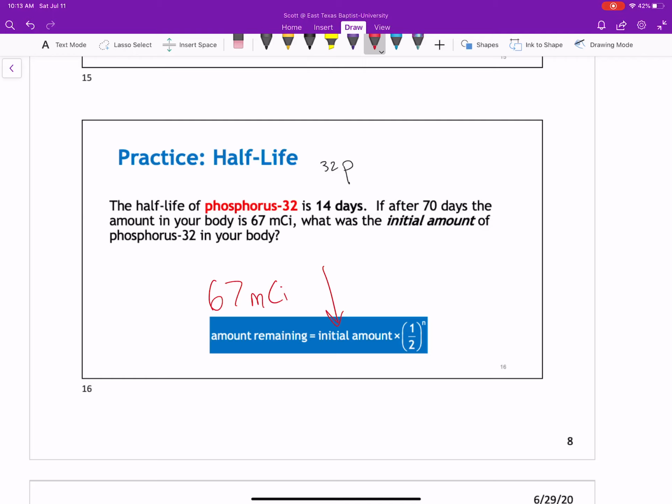Now, here's a mistake students like to make. They like to think 14 goes right here. But actually, n is the number of half-lives that have passed over this given amount of time. And so what you're going to do is actually take the number of days, which is 70, and divide it by 14 to get the number of half-lives that have passed. Because we know that we have waited 70 days, and for every 14 days, you get one half-life. So let me just write that. N equals number of days over half-life, where n equals number of half-lives that have passed.